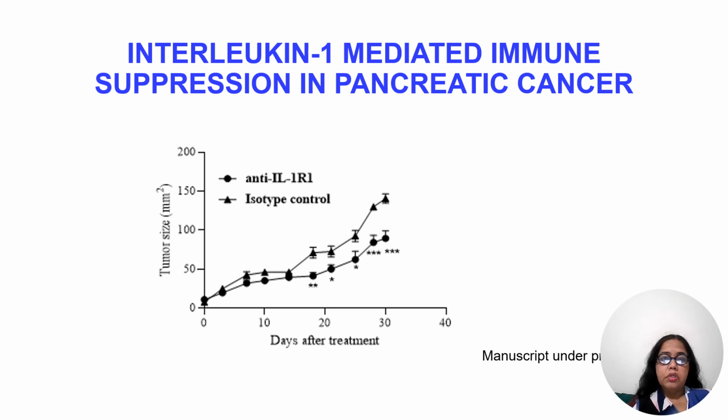So we chose a pancreatic cancer model to find out whether blockade of interleukin-1 with CD40 agonists is effective against pancreatic cancer. You can see here we just block the interleukin-1 pathway and compare with isotype control, and there is significant tumor suppression in the anti-interleukin-1 receptor blockade group.